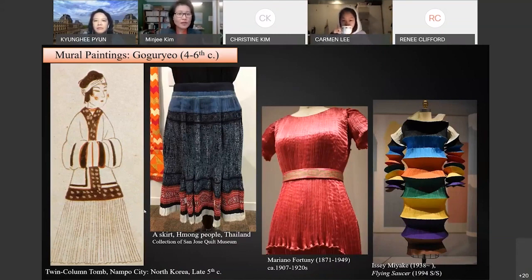This kind of fine pleats creates texture and architectural form. So the idea of fine pleating became a recurring theme in fashion history for thousands of years.